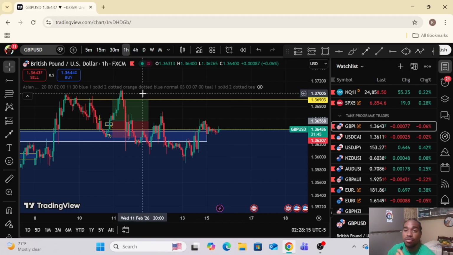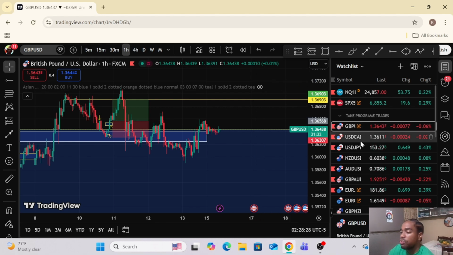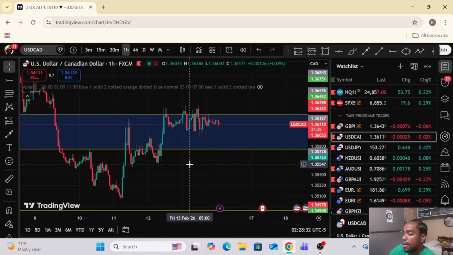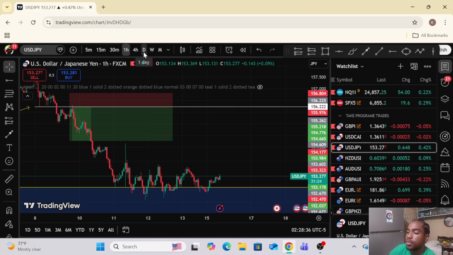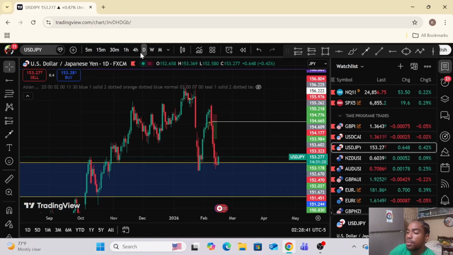But that was it for GBP USD. What's always important is following your plan. That is what's most important. Okay. So we're going to go ahead and jump over to USD CAD. No, before we do USD CAD, we're going to jump over to USD JPY. USD JPY was a really nice trade, really solid trade. Love USD JPY, man.